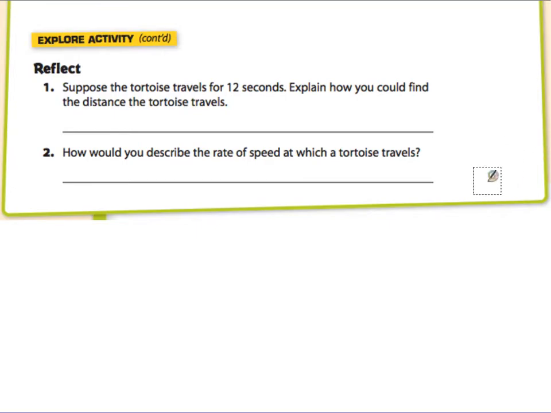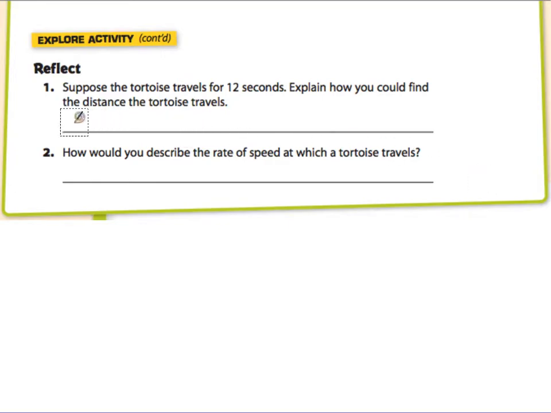All right, so suppose the tortoise travels for 12 seconds, which was not on our chart. Explain how you could find the distance the tortoise travels. So what do you think that we could do? How could we find the distance that the tortoise travels? I want you to take a second and think about it, and then write it down and see if you're correct.